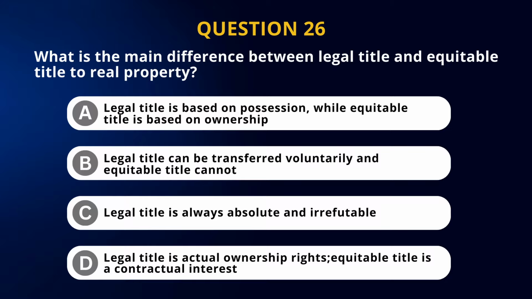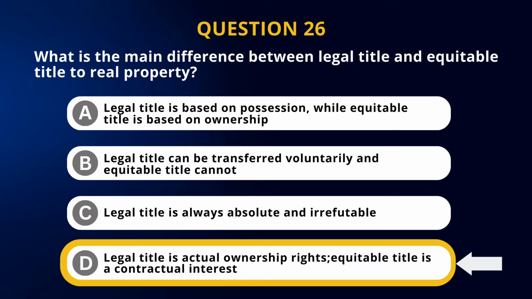And the answer? Letter D. Legal title is actual ownership rights, and equitable title is a contractual interest. Equitable title is also the future right to own, and legal title is the actual ownership. And many times they frame out in synchronicity. But if you look at different things, we can distribute these differently. Like in land contracts, we distribute this differently. Vendor, vendee, each one gets legal title versus equitable title.